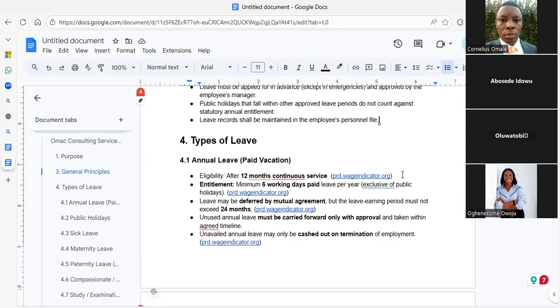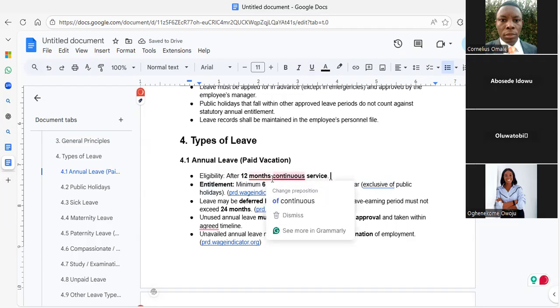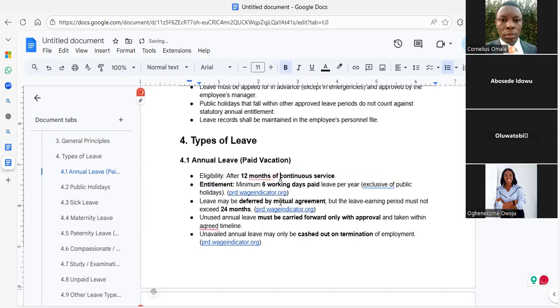Is that okay? So types of leave, we have annual leave, eligibility: after 12 months of continuous service. Hey, this is very important too. Somebody joins you today and is very productive. After 1 week, he says he wants to go on leave. Leave where? You must at least wait 12 months. After 12 months. So please always say that. So entitlement: minimum of 6 working days paid leave per year, exclusive of public holidays and the rest.